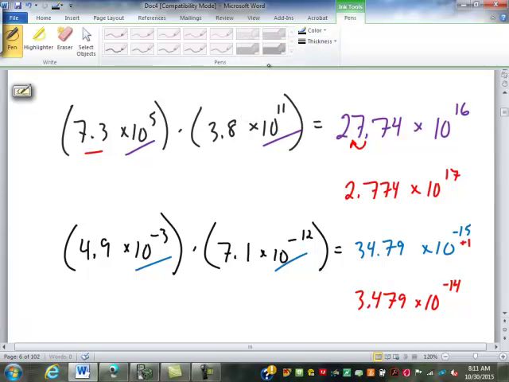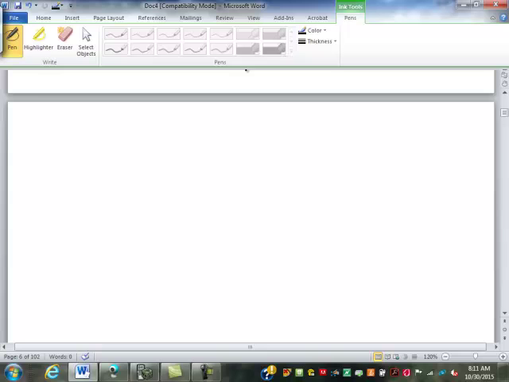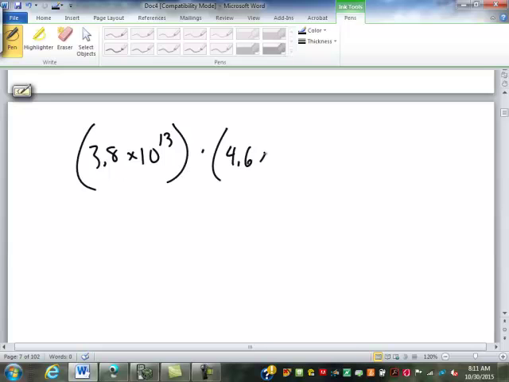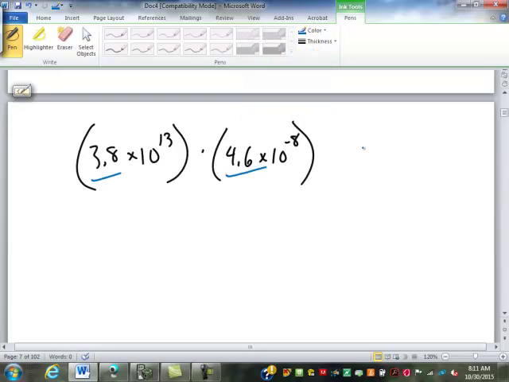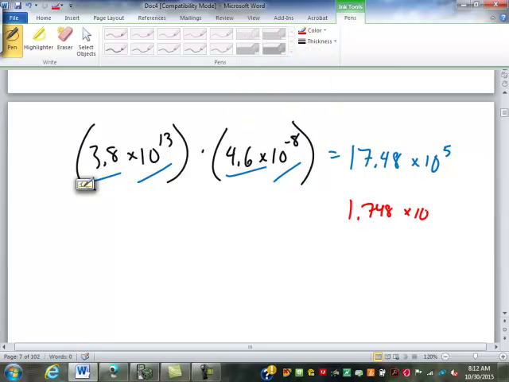Not bad at all. Where it can be a little bit confusing is when you mix positive and negative powers, like 3.8 times 10 to the 13th times 4.6 times 10 to the negative 8th. Well, first of all, 3.8 times 4.6 is 17.48 times 10 to the 13th times 10 to the negative 8. 13 plus negative 8 is 5. Then we move our decimal point, 1.748 times 10 to the 6th.